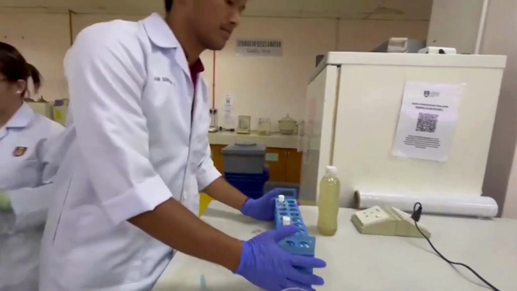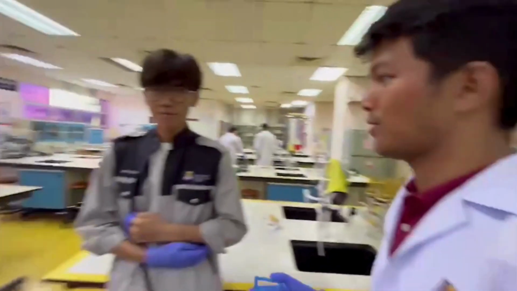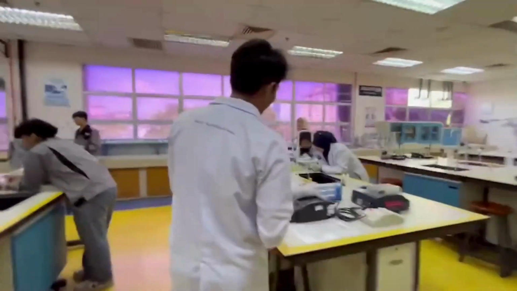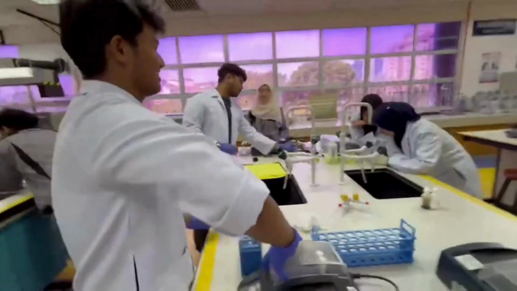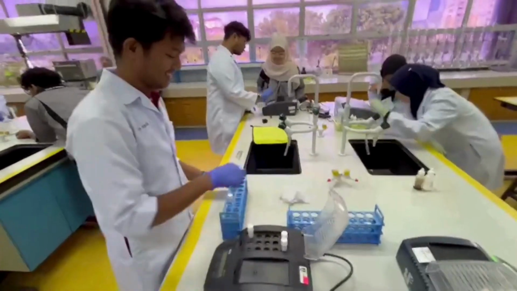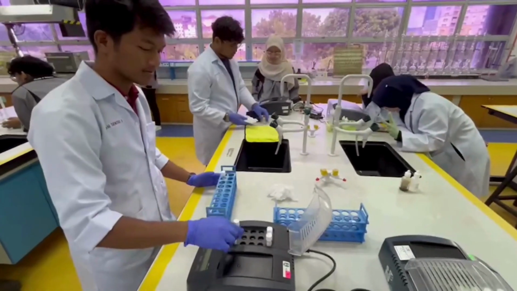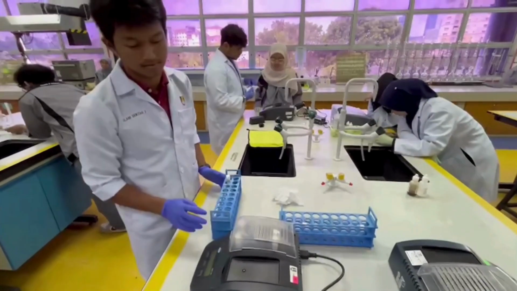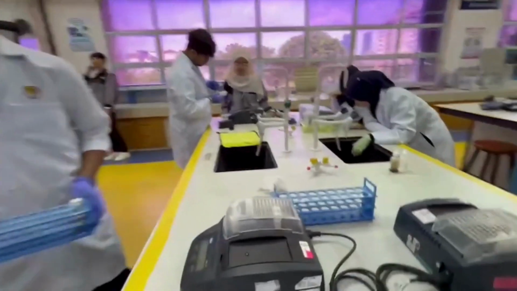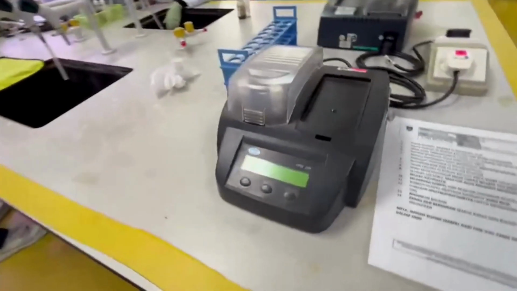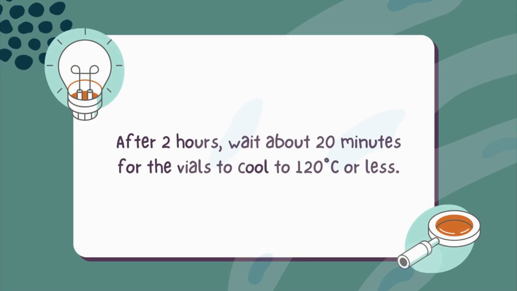Then both the sample and blank vials were placed into a DRB200 COD reactor and heated at 150 degrees Celsius for 2 hours. After 2 hours, wait about 20 minutes for the vials to cool to 120 degrees Celsius.